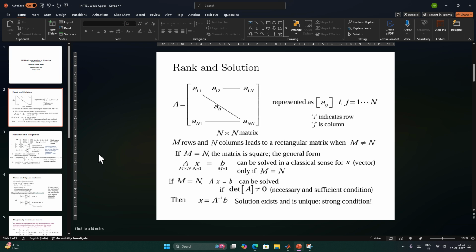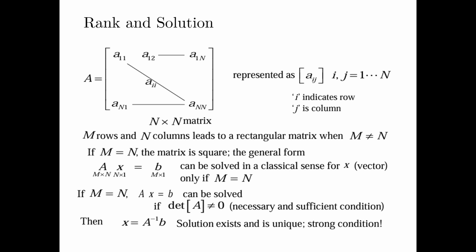Fine. So let us start with rank and solution. So this is a matrix, an m by n matrix. We have m number of rows and n number of columns. If m is not equal to n, then that's a rectangular matrix, and if m is equal to n, then it's a square matrix. We have seen in those lectures that for a square matrix, we can simply try to solve a linear problem by finding x using A inverse B.